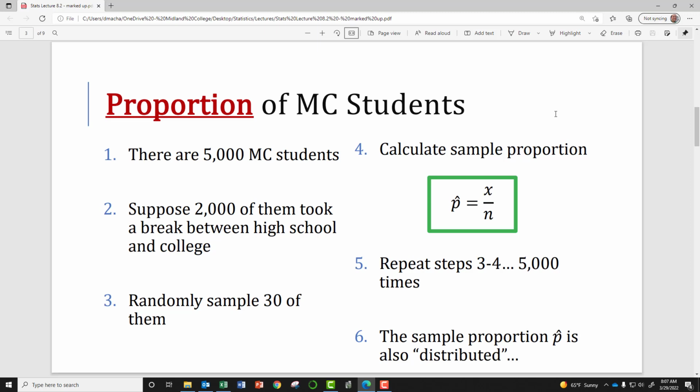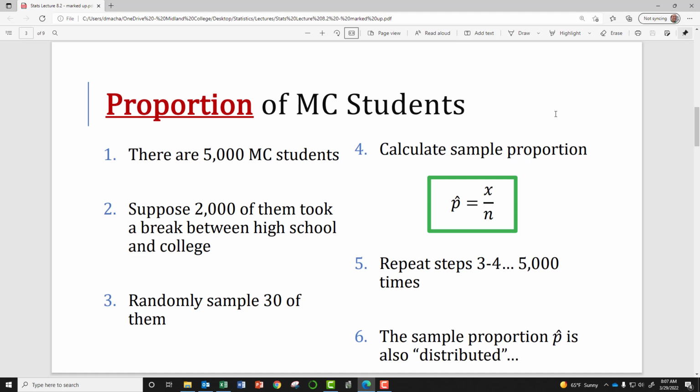In step 4, we're going to calculate the sample proportion. So our n, sample size, is 30. X is going to be the number of students we find that did take a break between high school and college. And so this p hat is going to be the sample proportion. The p hat is just what proportion of our sample did take a break between high school and college.